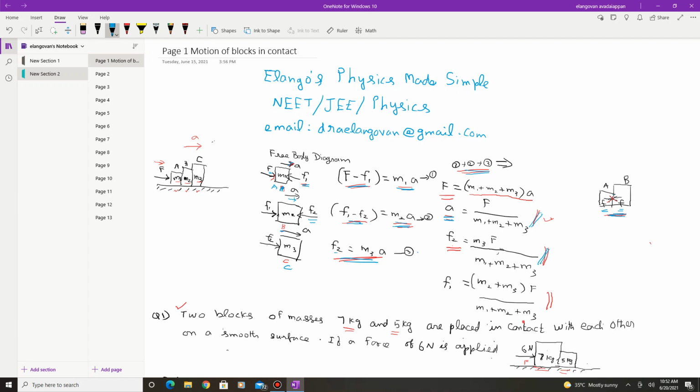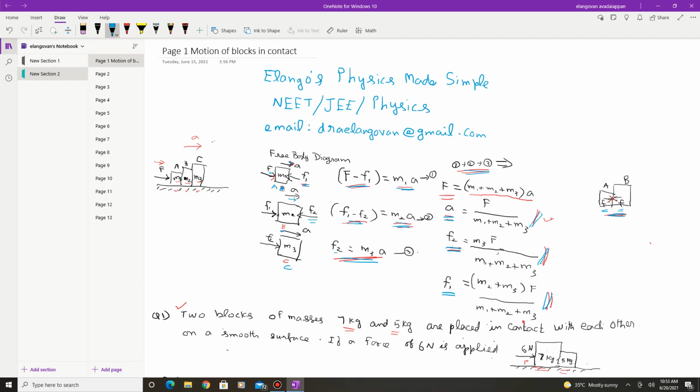Therefore, you will get this expression for F2. Now if you substitute F2 back into equation 1, F1 is equal to (M1 plus M2 plus M3) into A, and since the acceleration is already derived, you substitute the value of the acceleration. That is equal to (M2 plus M3) into F divided by (M1 plus M2 plus M3). So you can get the contact force.